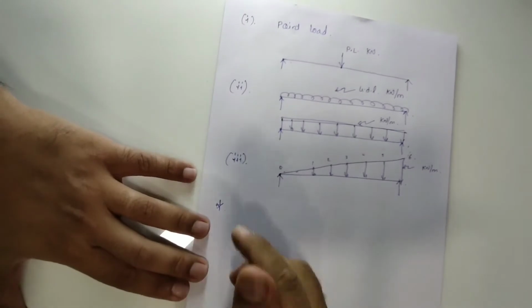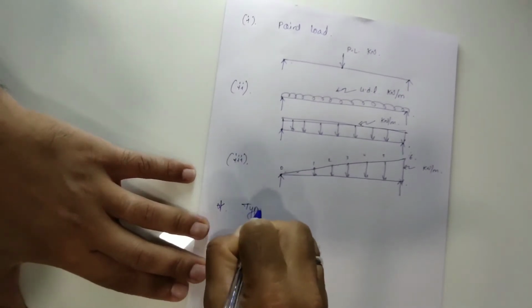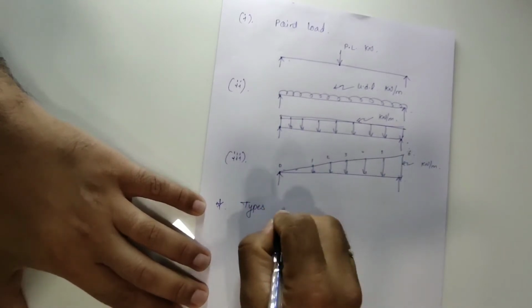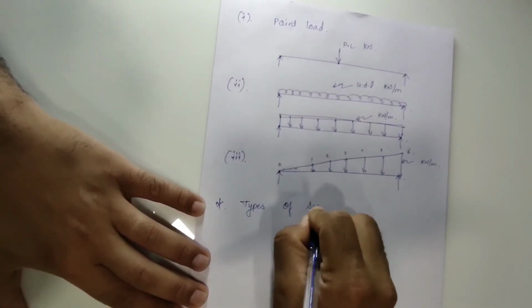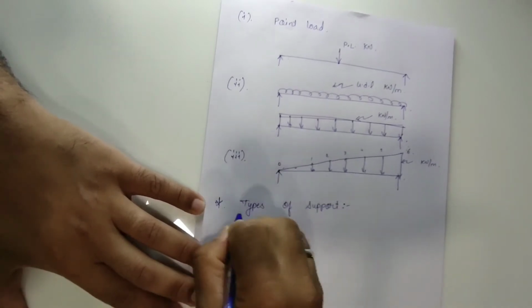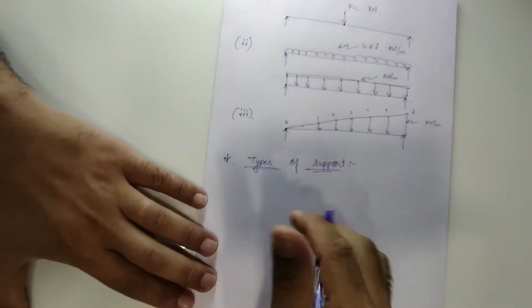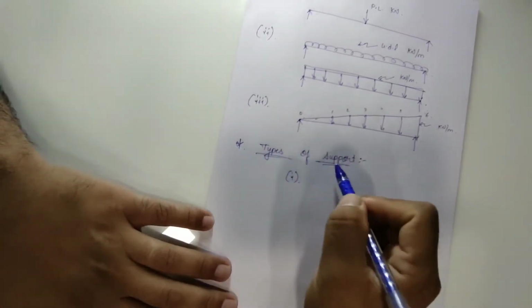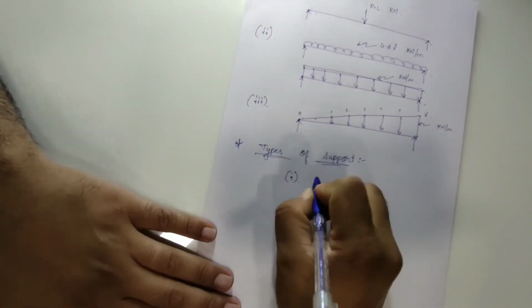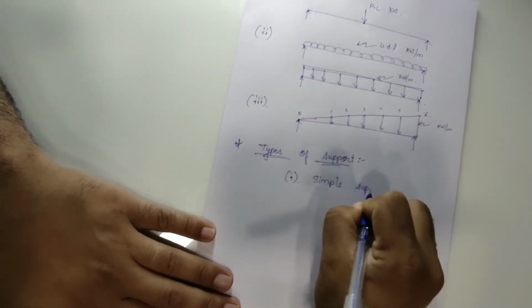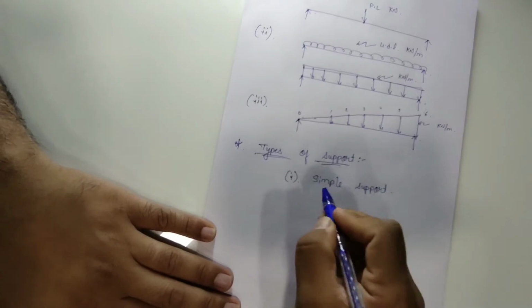Now the last topic, types of support. We have learned about types of beam and types of load. Now we are going to learn how many types of support there are. Generally there are four types of support. First one is simple support, the support which we have used in a simply supported beam.